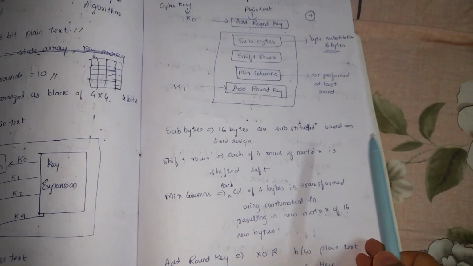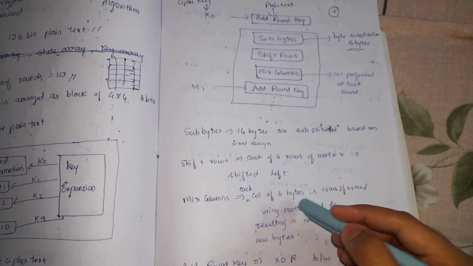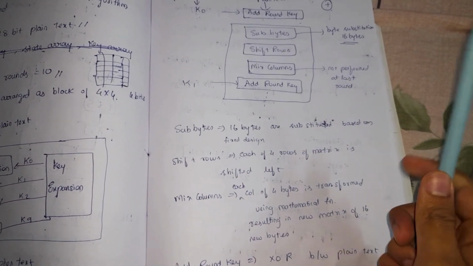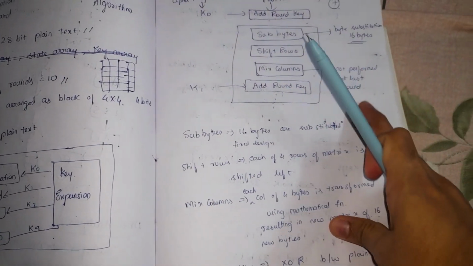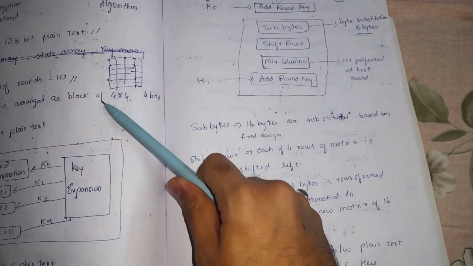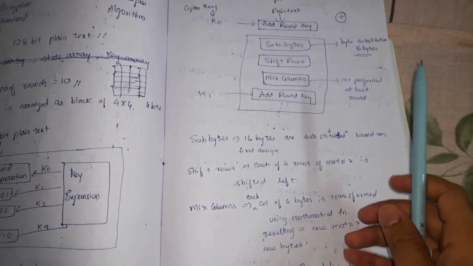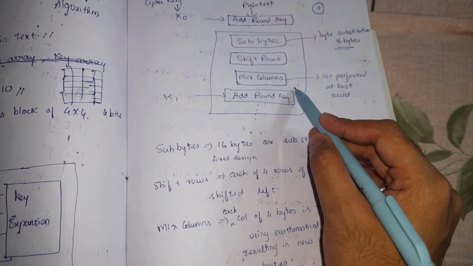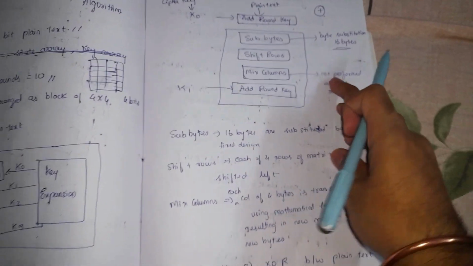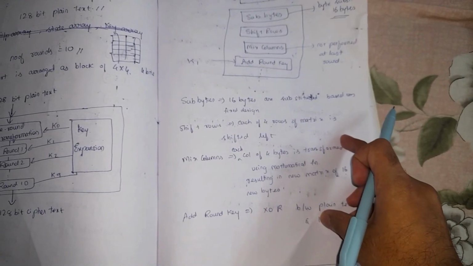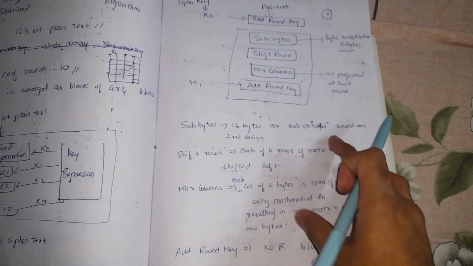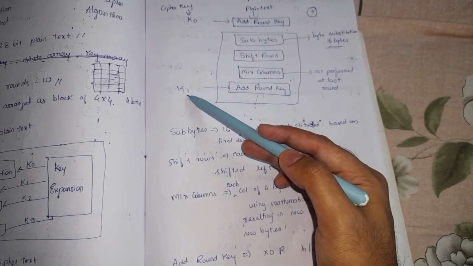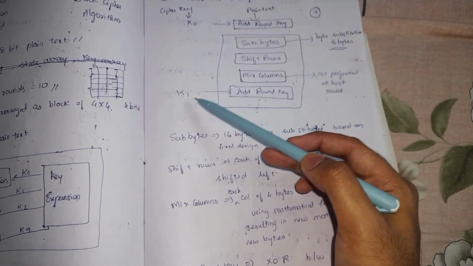Now in mix columns, each column of this matrix has a mathematical function applied to it. But note that this mix columns operation is not performed in the last round. After that we will obtain a new matrix with new bytes after performing certain functions. Then we again perform an add round key for the next round with the help of key 1.